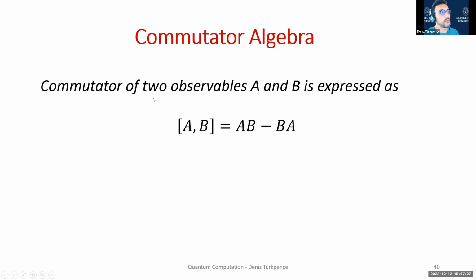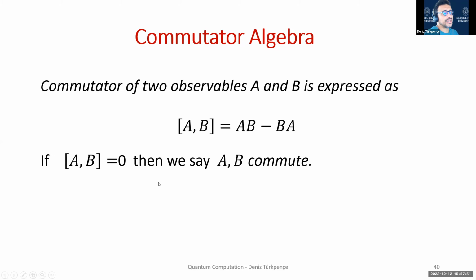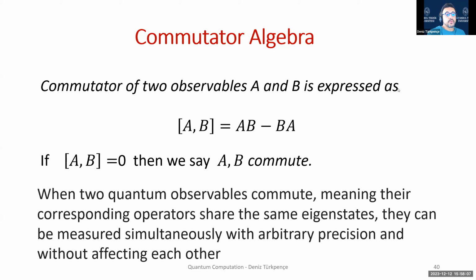So what does commutation mean? The commutator of two observables A and B is expressed as AB minus BA. If the order is not important, the result should be zero. But in general, not always, these results are not equal to zero in quantum mechanics. If this result is zero, we say that A and B commute. This means that these two observables, or these two events, are independent. When two quantum observables commute, their corresponding operators share the same eigenstates, and they can be measured simultaneously with arbitrary precision without affecting each other. So this is the definition of commutativity.